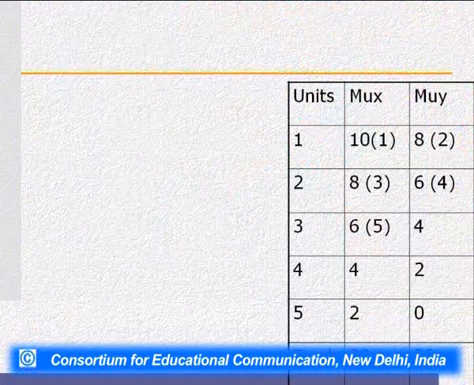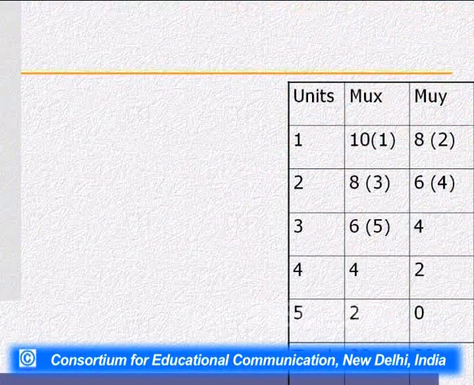Then you identify which one gives the maximum utility next. Now you identify commodity Y, 8 satisfaction. So the second 1 rupee you spend on 8.